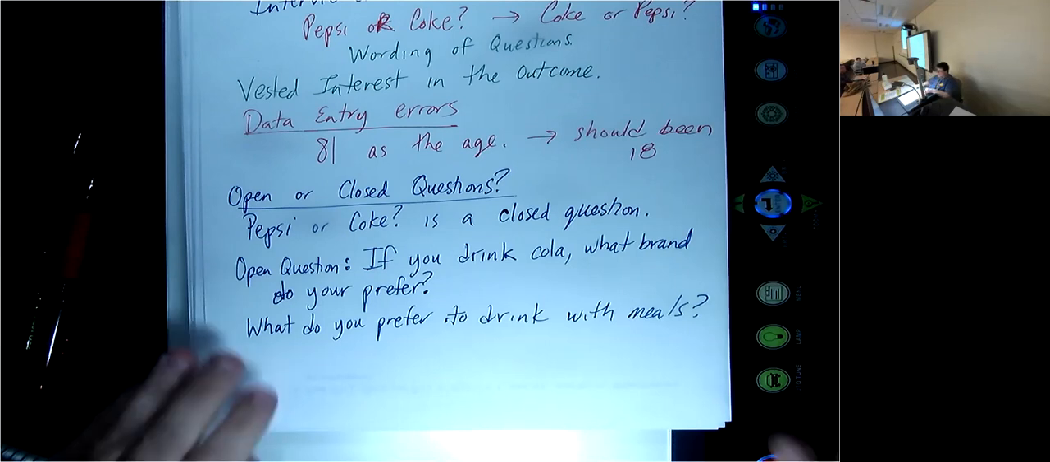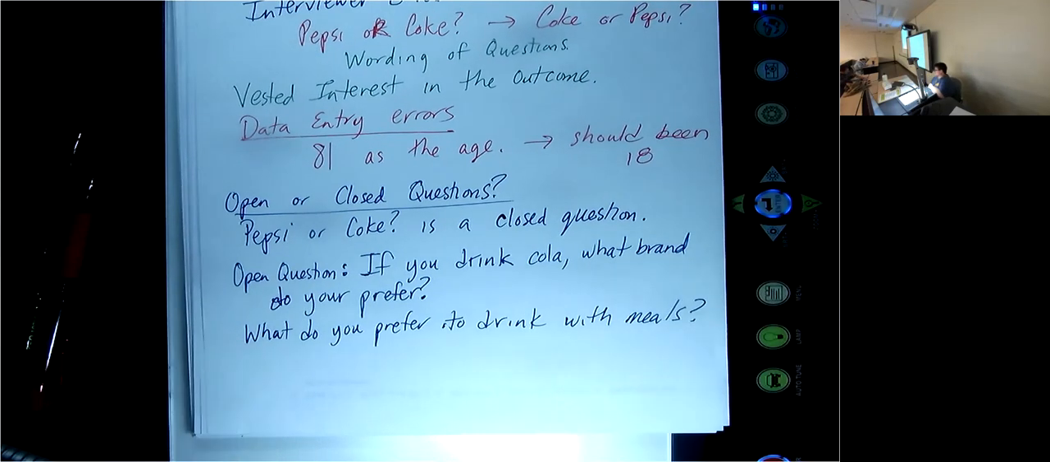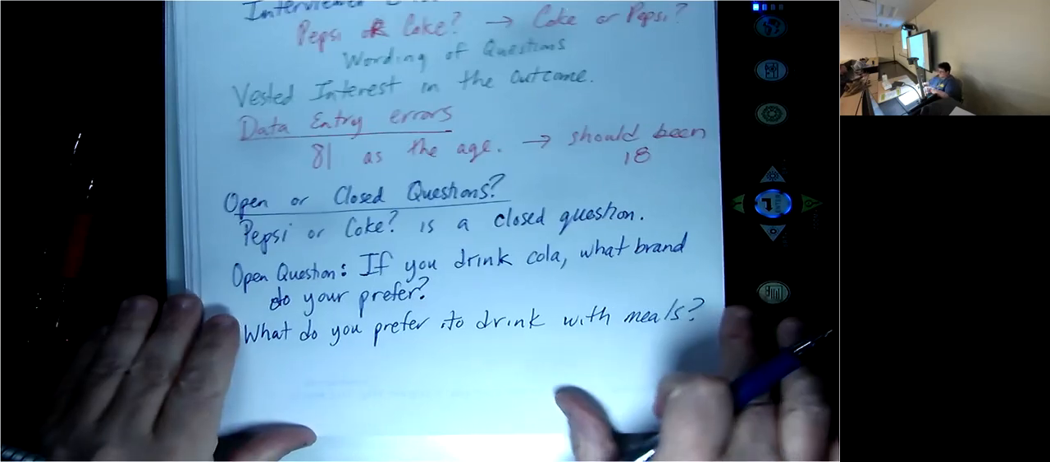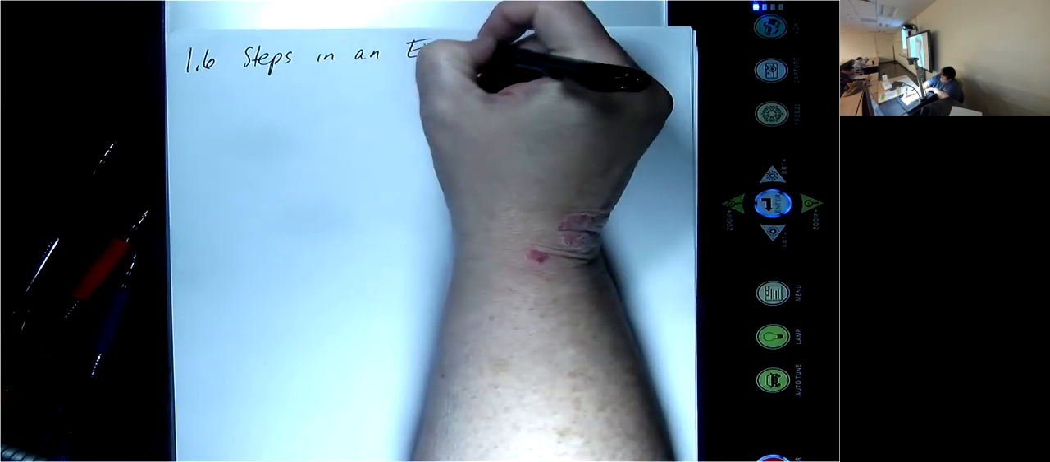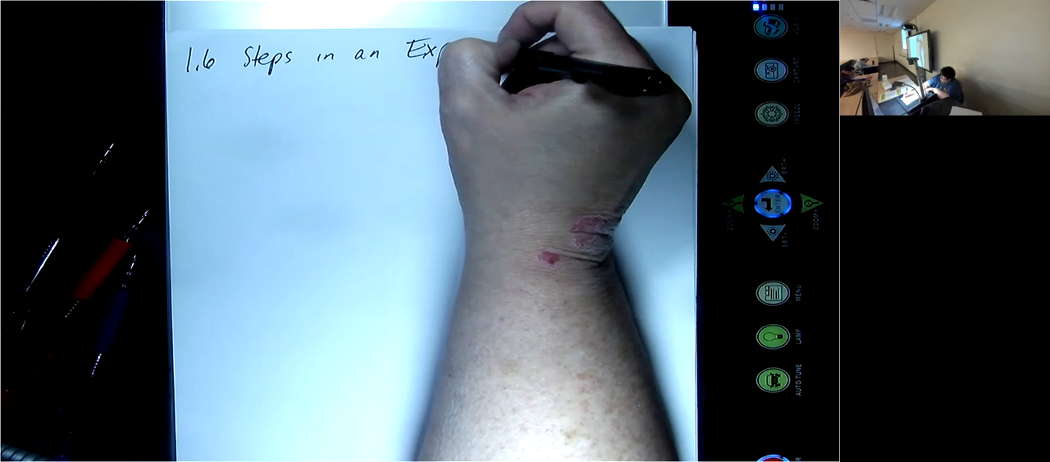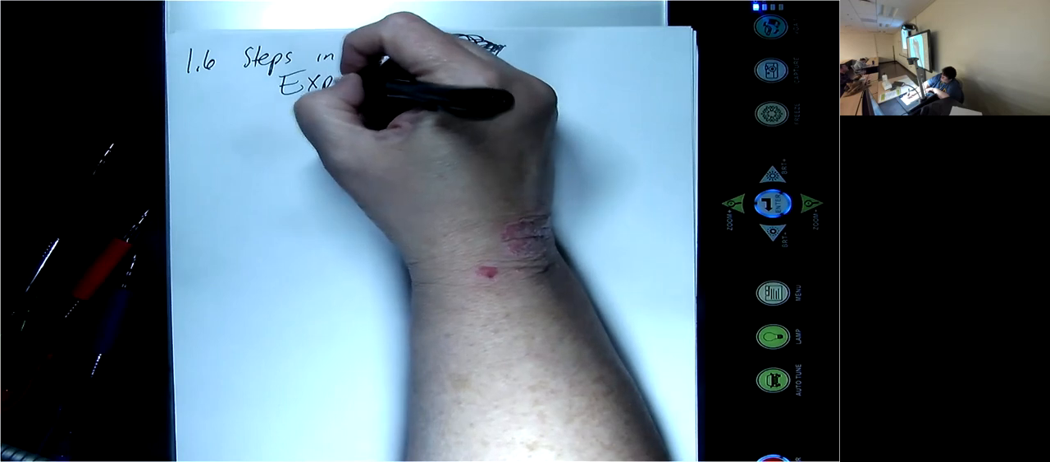That's it for 1.5. Let's look at 1.6. Any questions so far? I'll have numbers in this class. I think Tuesday we start doing some math. 1.6 is on steps in an experiment. As I mess up the word experiment.